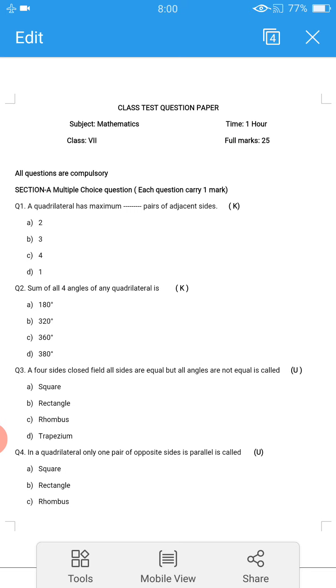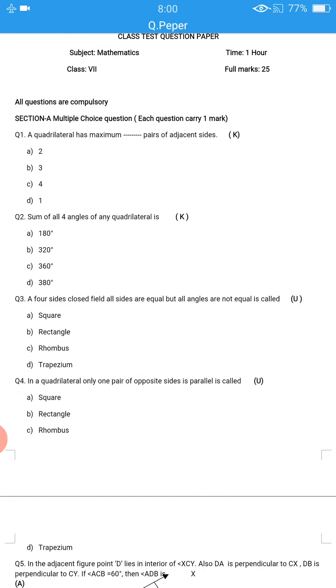Now question number 2. We are not solving the questions here, we are just framing them. Sum of all angles of any quadrilateral is dash. Option A 180 degree, B 320 degree, C 360 degree, D 380 degree. Which is the correct option? The student will choose and write the correct option. So this question also goes to knowledge.